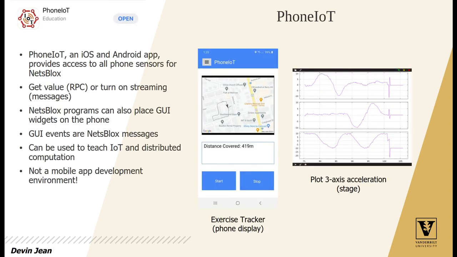All right. So without further ado, I'm going to quickly touch on a couple current extensions, or current exciting new frontiers that we've been exploring with NetsBlox. One of which is Phone IoT. Basically this is a mobile app that you can control and configure via NetsBlox. So your NetsBlox program can do things like place graphical elements on the screen to create an exercise tracker shown in the middle, or it can receive a bunch of streaming sensor data, like on the right here, where we can see the accelerometer data while the phone is being rotated across these different axes.